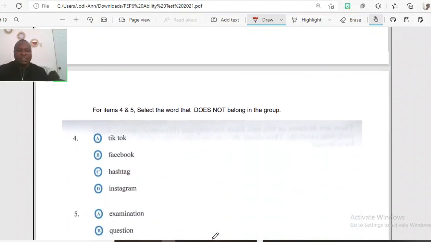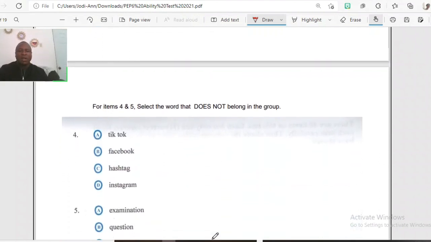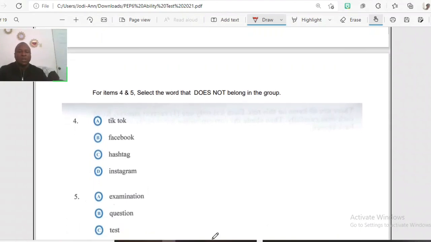Alright, for items 4 and 5, it says select the word that does not belong in the group. Now, for question 4, we have TikTok, Facebook, hashtag, Instagram. This one is very easy. As you can see, you all know that TikTok, Facebook, and Instagram are all social media apps, while hashtag is not. So hashtag is the odd one out there.